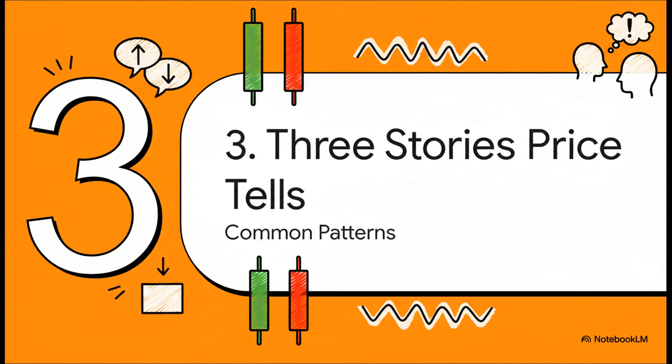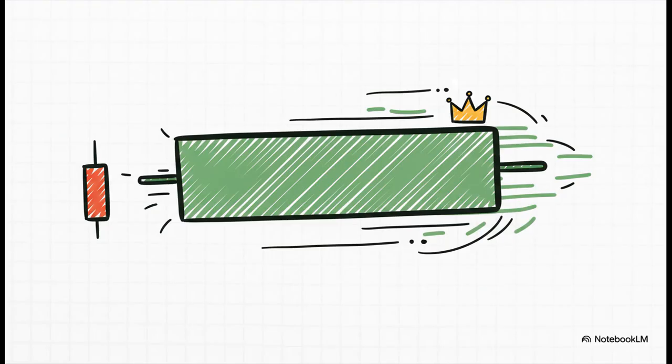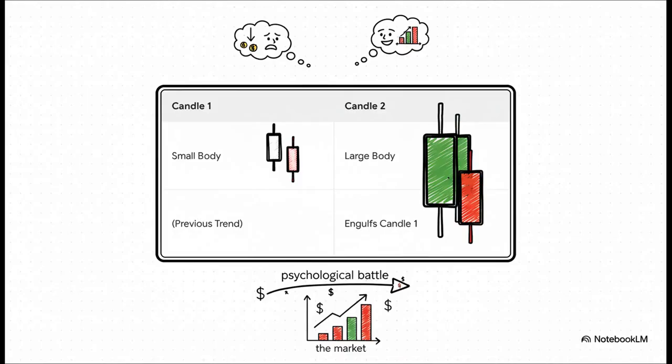Okay, so we've got the alphabet down. Now let's start putting those letters together to form actual words and even sentences. We're going to look at 3 really common patterns and the powerful stories they tell about that market battle. Our first story is all about a dramatic shift in power, a complete and total takeover. It's called the engulfing bar, and when you see it, it's a huge signal that the dynamic in the market has just changed.